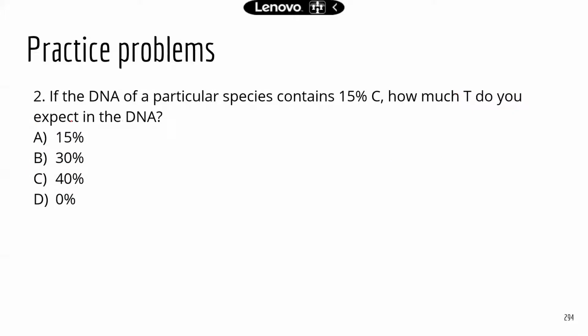Number two, if the DNA of a particular species contains 15% C, how much T do you expect in the DNA? This is a question that I use a lot in my biology class. And this is designed to test your knowledge of base pairing. So C pairs with a G, right? So that means in the DNA molecule, the percentage of C should be equal to the percentage of G. So if C accounts for 15% of the DNA, then that means G is also 15%.